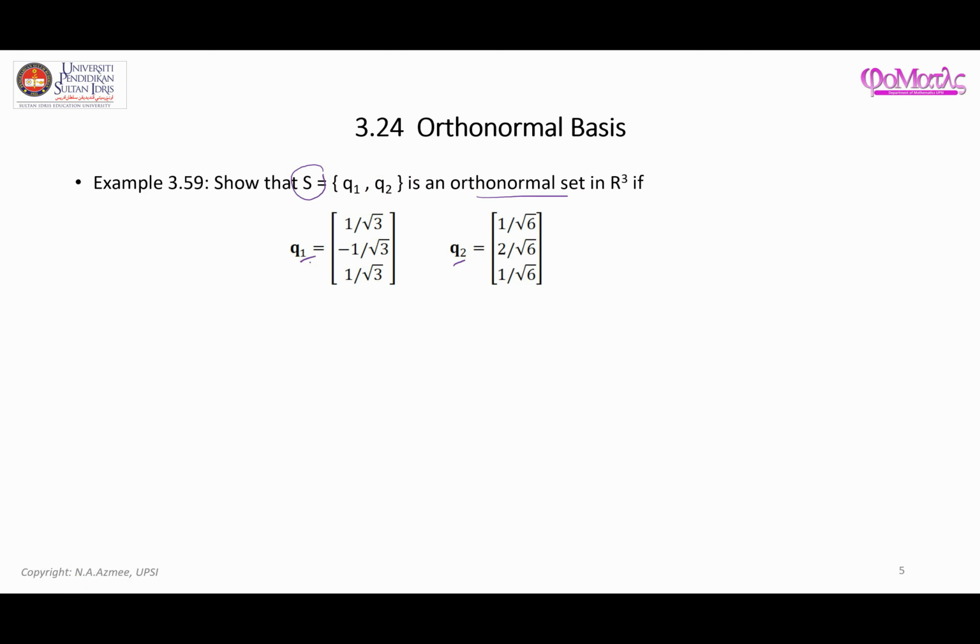If it is orthonormal, that means when you consider the dot product of q1 and q2, since we only have two vectors here, the result has to be equal to 0, and we have to show that. Okay, so I'm just going to write down the vectors here. So q1 is 1 over square root 3, negative 1 over square root 3, 1 over square root 3, and q2 is 1 over square root 6, 2 over square root 6, 1 over square root 6.